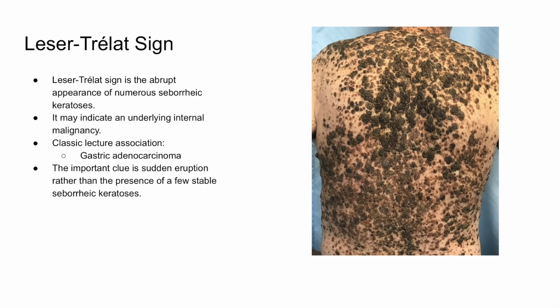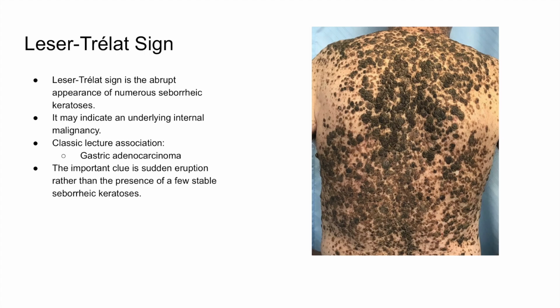So the Leser-Trélat sign describes the abrupt eruption or rapid enlargement of numerous seborrheic keratoses, often accompanied by itching. It is classically considered a paraneoplastic sign of an internal malignancy, especially gastric adenocarcinoma, although colorectal, breast, lung, and hematologic cancers have also been reported.